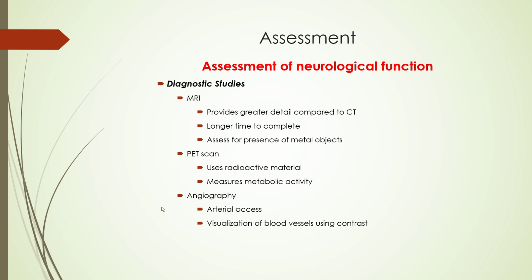And sometimes patients will have an angiography. An angiography is accessing an artery and visualizing the blood vessels using contrast. This is a type of test that comes up in several different systems. In the cardio system, for example, this is accessing an artery, injecting contrast, using x-ray to see if there are any issues within the blood vessels themselves, and most often the arterial system versus venous, but it can be both.